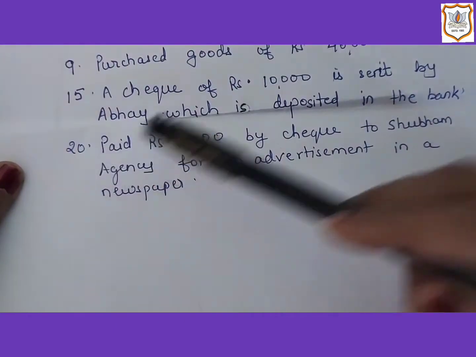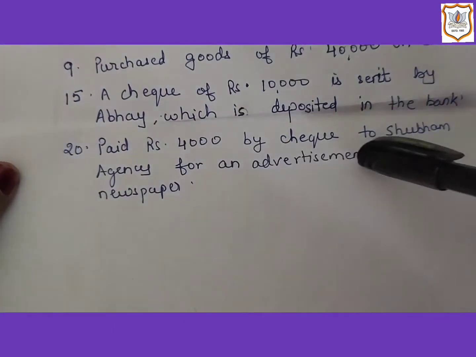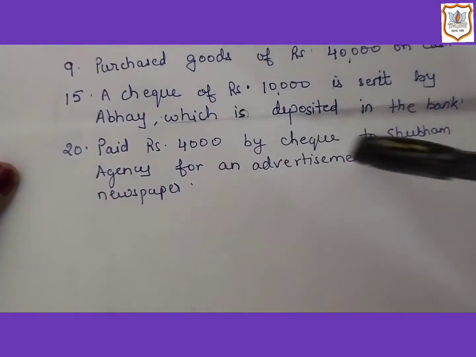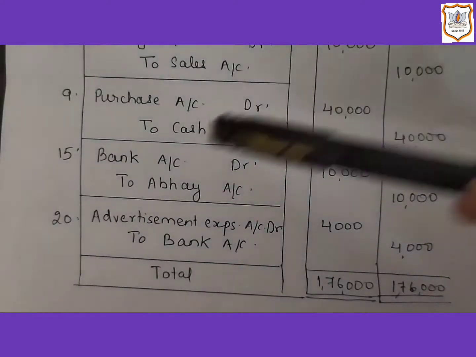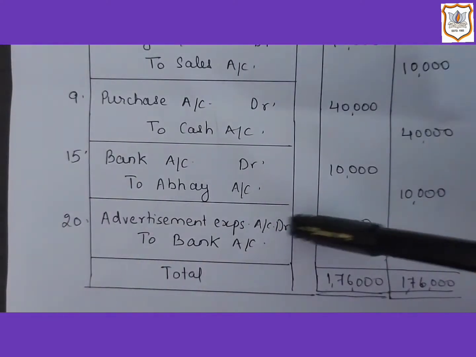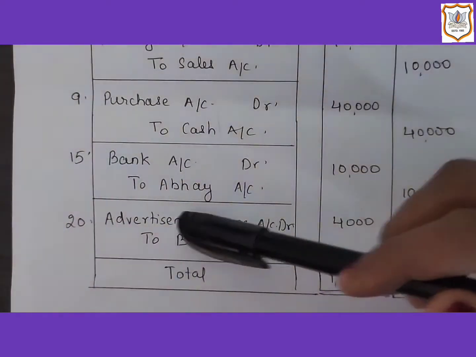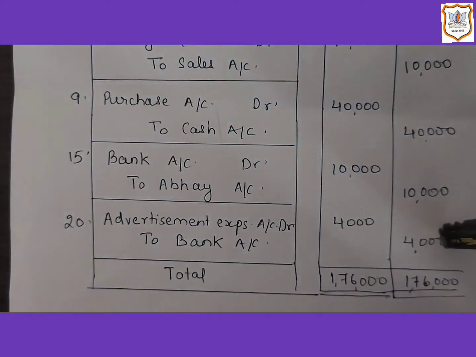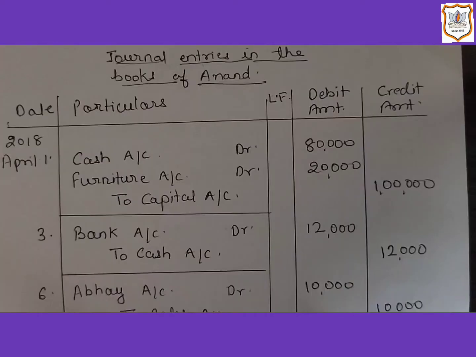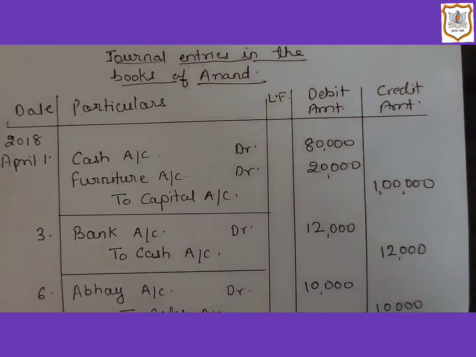Then date 20, paid rupees 4,000 by check to Shubham agency for an advertisement in a newspaper. So here advertisement expense account will be debited by rupees 4,000 and bank account will be credited by rupees 4,000. So on the basis of journal entries, let us see how many accounts will be prepared.